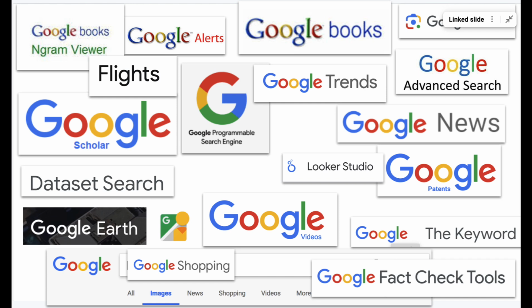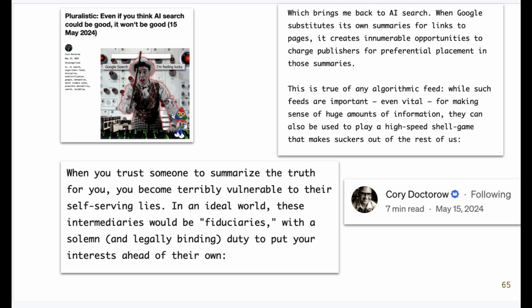In fact, one of the concerns, Cory Doctorow, who you may know for many reasons, a scholar, someone who's been advancing and considering technology since the beginning of the internet, a blogger, talks about the dangers and how it will change Google. When Google substitutes its own summaries for links to pages, it creates innumerable opportunities to charge publishers for preferential placement in those summaries. This is true of any algorithmic feed.